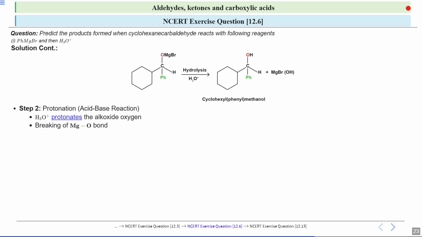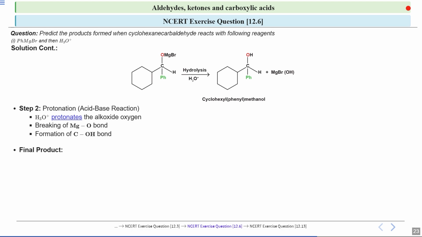Next, the magnesium-oxygen bond, which is the Mg-O bond, breaks. This is important because it separates the organic product from the magnesium-containing byproduct. So you will see that the magnesium and oxygen bond will break. Now a new carbon-oxygen bond, a C-OH bond, is formed. So this is how we have a hydroxyl group which is attached. The oxygen is now further bonded to hydrogen, which completes the transformation.